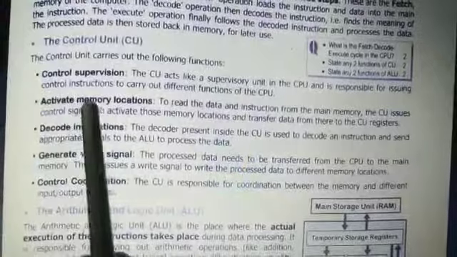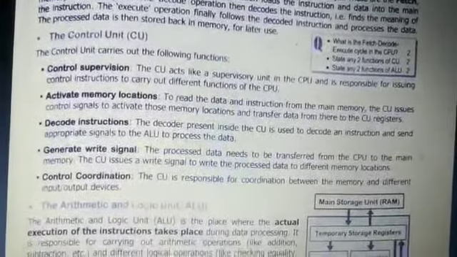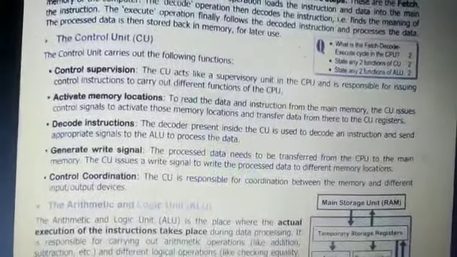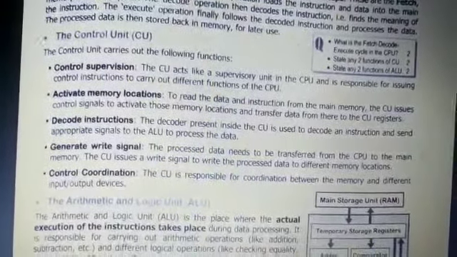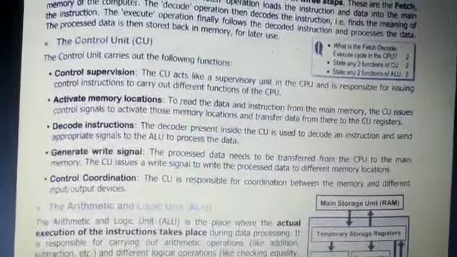Next is activate memory location. Whatever instruction we are giving, it needs to be stored somewhere in the main memory. So it will activate those parts of the main memory to fetch the information from there.